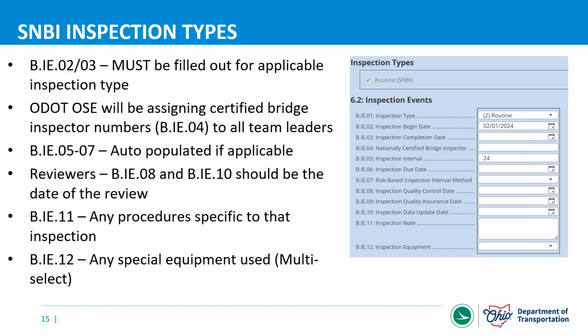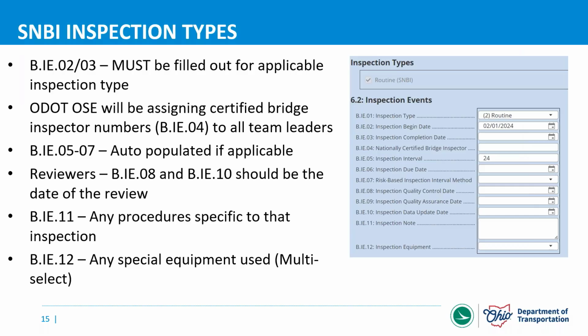And then lastly, with inspection types, I just wanted to touch on the 6.2 fields in AssetWise. So again, once you click on the inspection type box under inspection types, it'll populate that repeated field group, items BIE 01 to 12, for that inspection type. So you'll never have to fill out 01. That will just say whichever inspection type you chose.